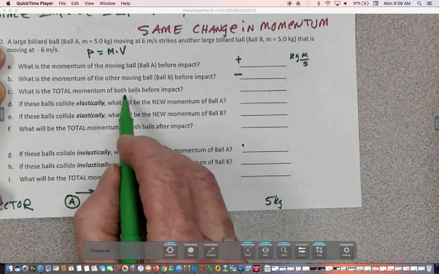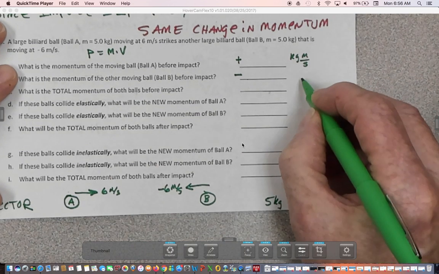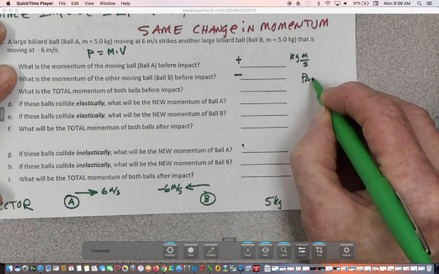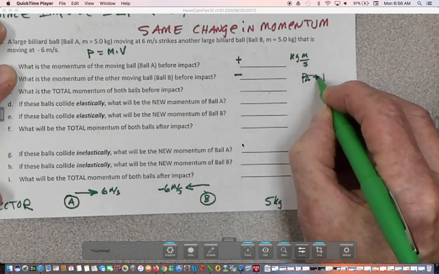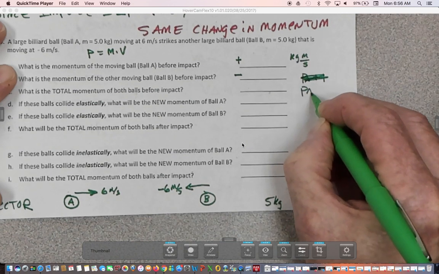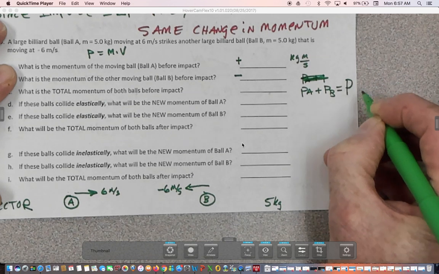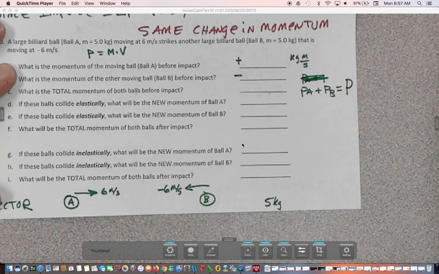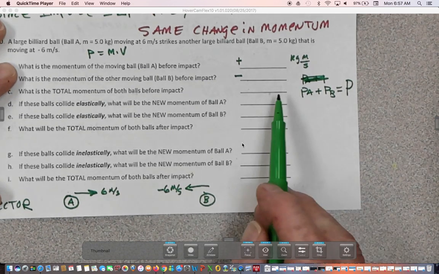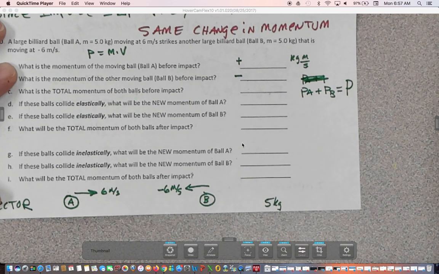Now, what's the total momentum of both balls before impact? Add the momentum of A plus the momentum of B. Oops, sorry, let me write it down here. The momentum of A plus the momentum of B. That'll be the total momentum. Now, your momentum doesn't have to be a number. It can add to 0.